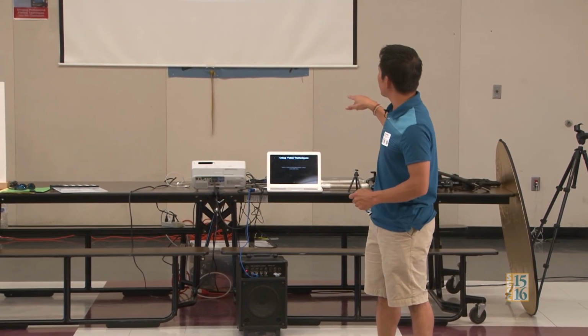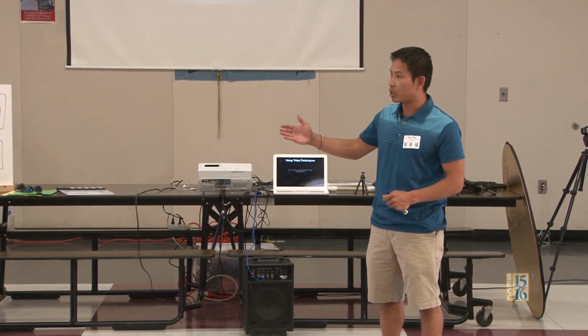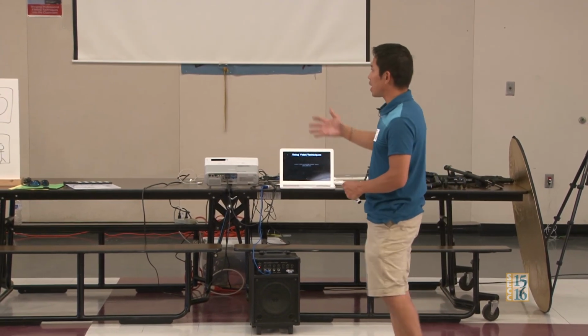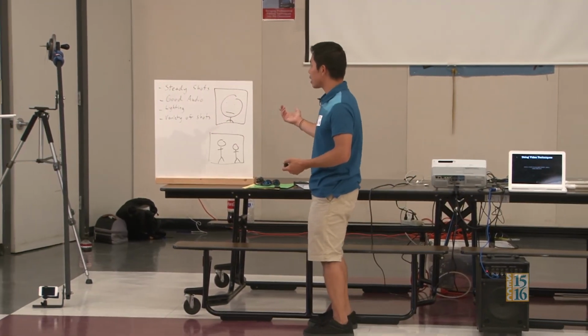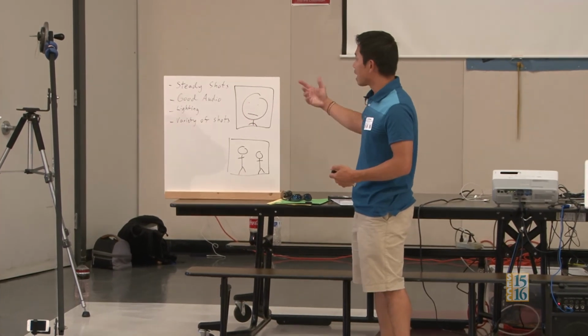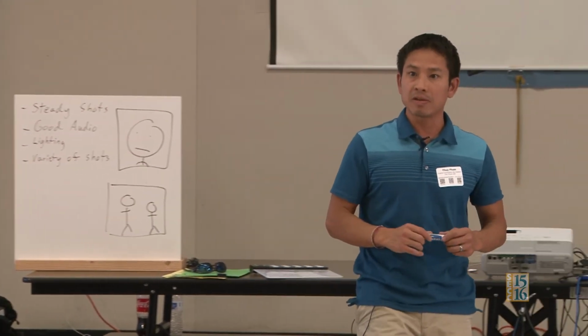In this 44-second video, I believe there were 8 different types of variety of shots. And I think that's what I broke it down to. A good video is: 1, steady shots, 2, good audio, 3, lighting, and 4, variety of shots. If you guys can have all those 4 components, you have a decent video, okay?